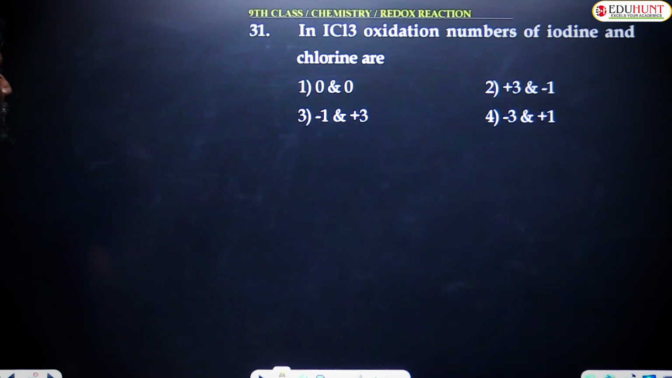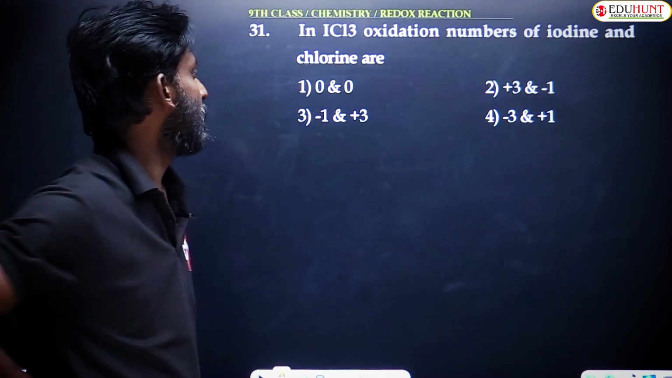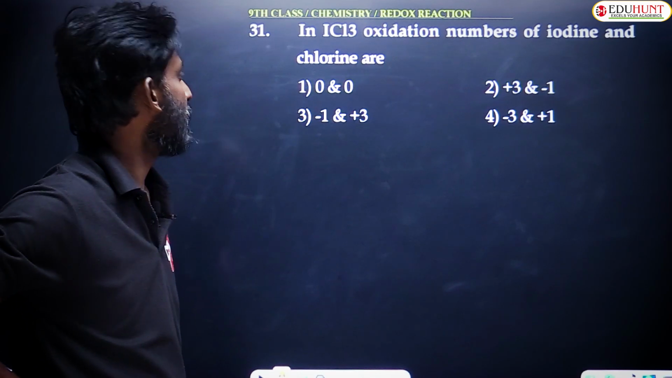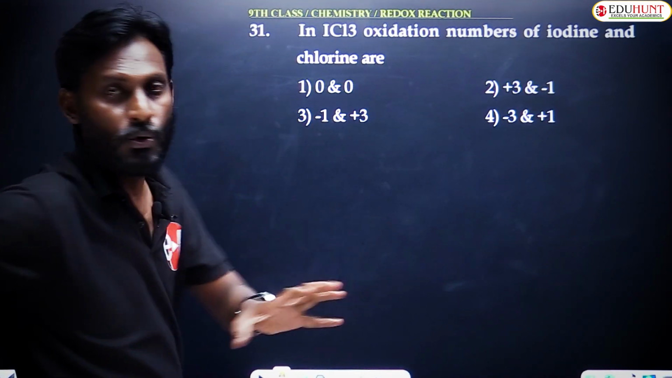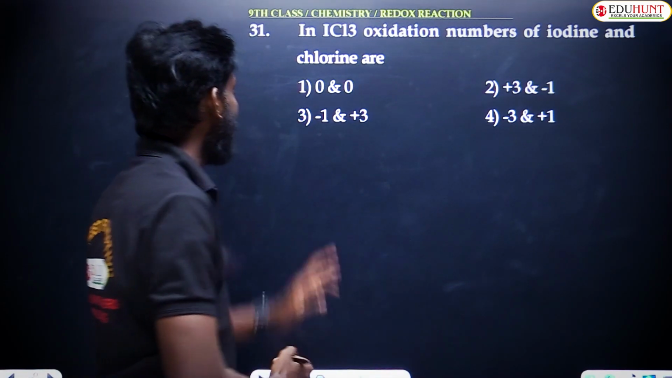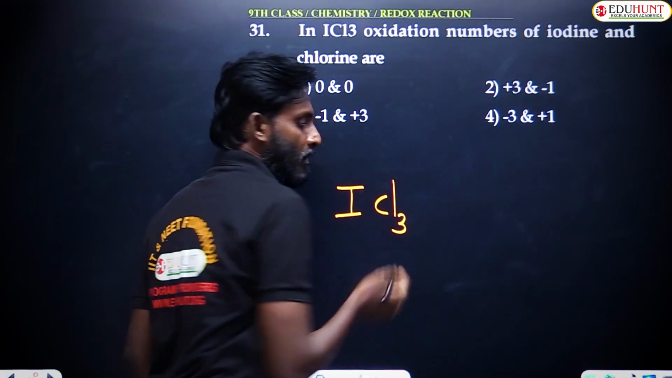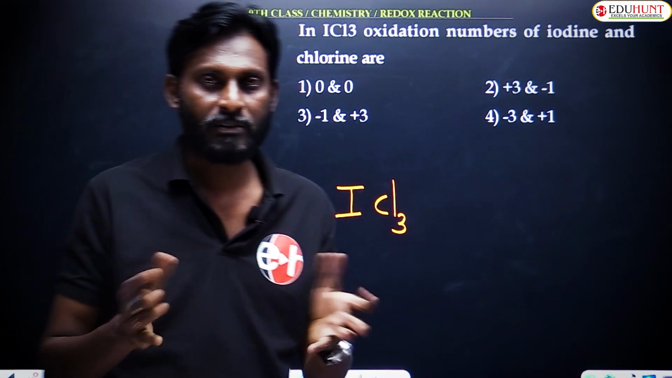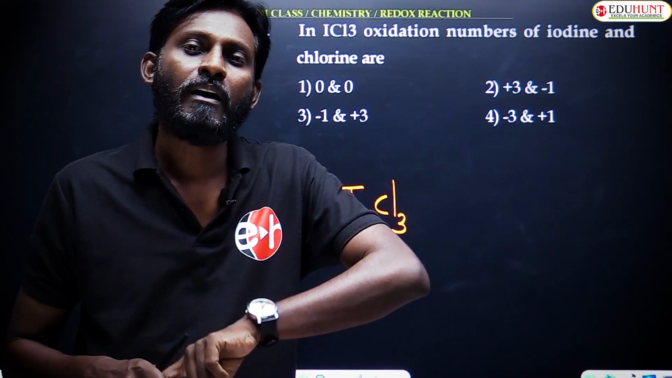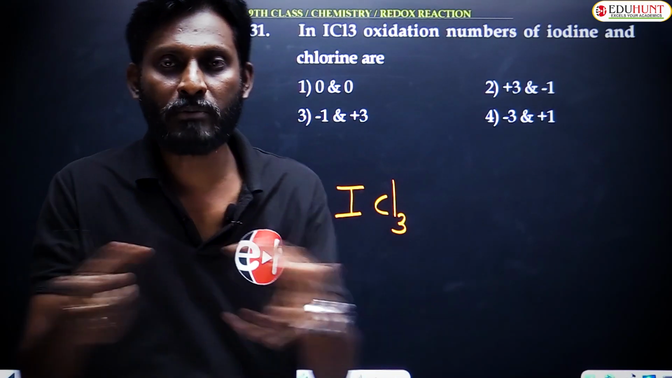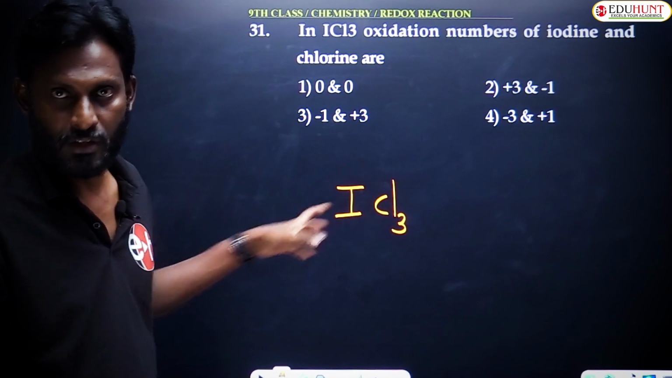Moving towards the next question. In ICl3, iodine trichloride, I can call it. In ICl3, the oxidation numbers of iodine and chlorine are, see, it's an interhalogen compound. Sir, what are interhalogen compounds, sir? Simply, the name suggests the concept. The compound is formed between halogens. A halogen makes a bond with another halogen to form the compound. Interhalogen compound. So iodine, chlorine, interhalogen compound.